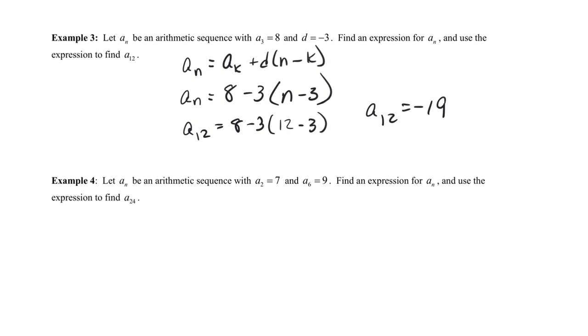Okay, let's look at example 4 here. So we have an arithmetic sequence. We're starting: a sub 2 is 7, a sub 6 is 9. Find the expression for the a sub n and use it to find a sub 24. Well, unlike the last one, they didn't give me the common difference, so I really need to find that first.